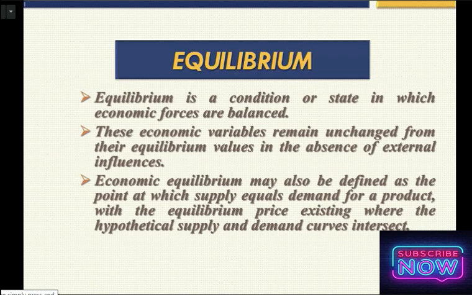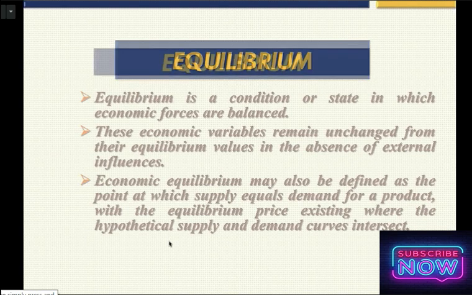So economic equilibrium may also be defined as the point at which supply equals demand for a product, which I have already explained. The point at which supply equals demand for a product, with the equilibrium price existing where the hypothetical supply and demand curves intersect. So that is what I had already drawn to explain to you.